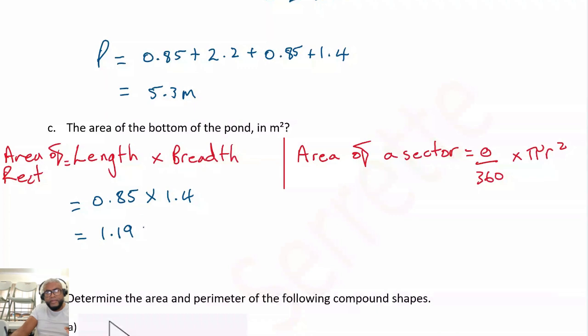1.119, yeah, correct. And it's meters squared. So theta for this sector would be 180 over 360 multiplied by 22 over 7. That is pi. What was the radius of this question again? 0.7. 0.7 squared.